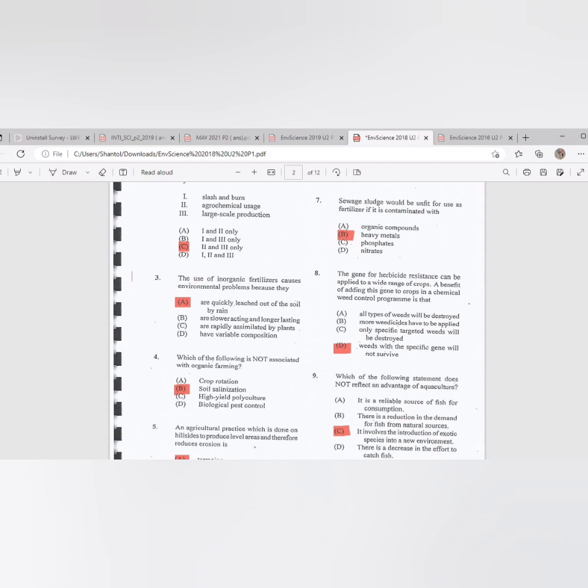4. Which of the following is not associated with organic farming? B. Soil salinization. 5. An agricultural practice which is done on hillsides to produce level areas and therefore reduces erosion is A. Terracing. 6. Planting the same crop year after year may result in D. Increased damage to crops by insects and diseases.